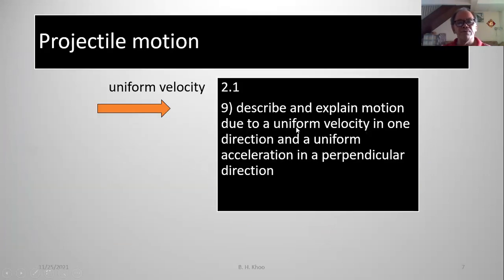Okay, so for A-level students, it's called describe and explain motion due to uniform velocity in one direction. That's uniform velocity in one direction, usually horizontally, and uniform acceleration in the perpendicular direction. Usually it can be downwards in the vertical direction, or it can be upwards, doesn't matter. Horizontally, uniform velocity. Vertically, uniform acceleration. The two are perpendicular.